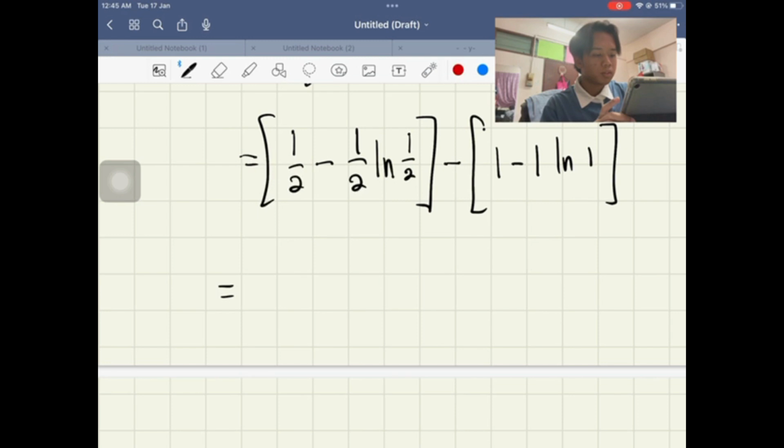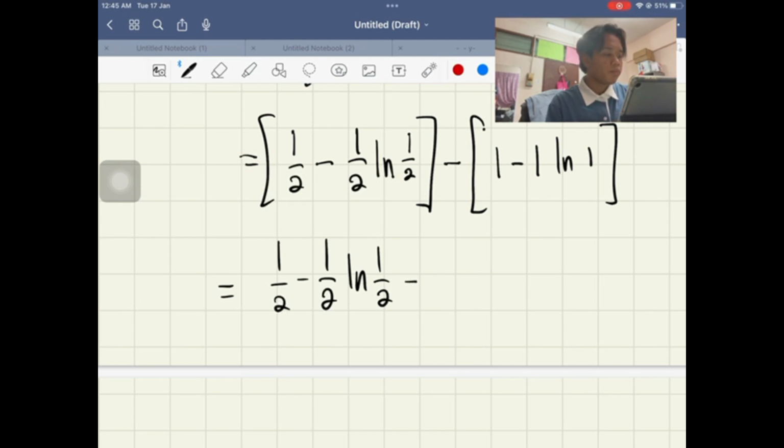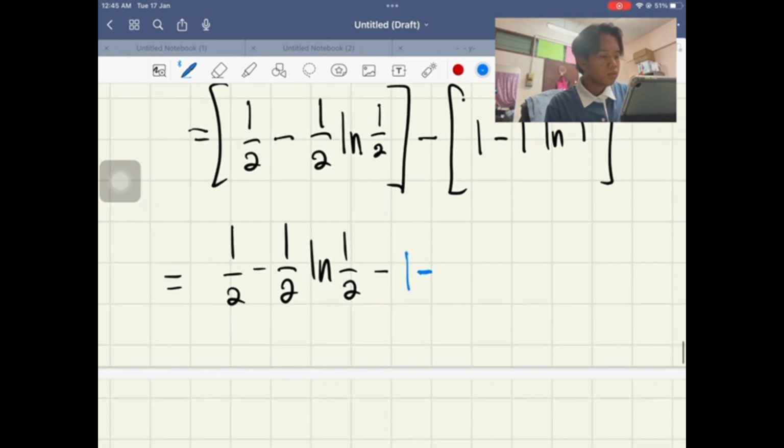So here we simplify. 1 over 2 minus 1 over 2 ln 1 over 2, then minus this inside 1 and then minus ln 1. So ln 1 equals 0. So 0 times 1 is 0.